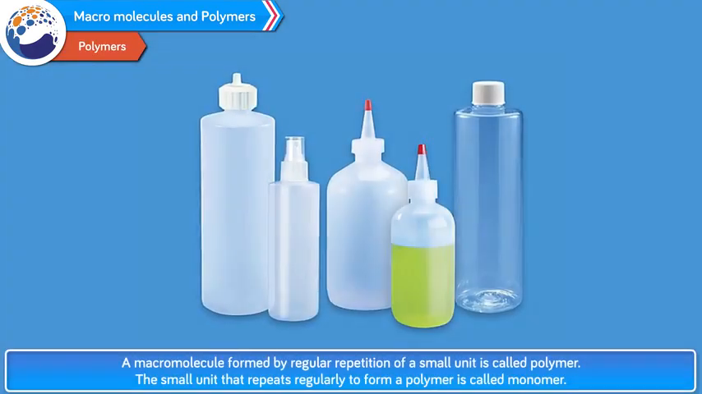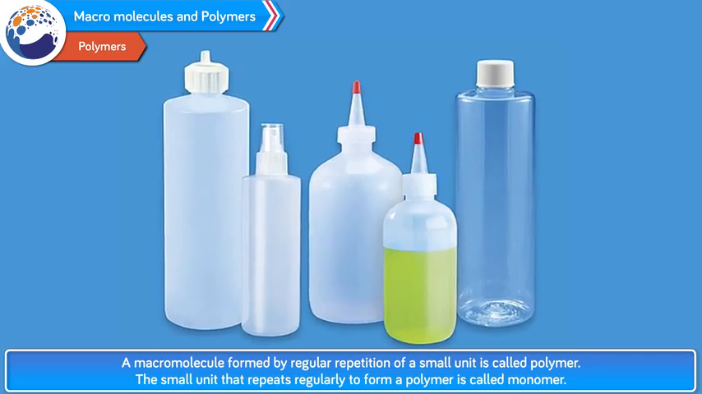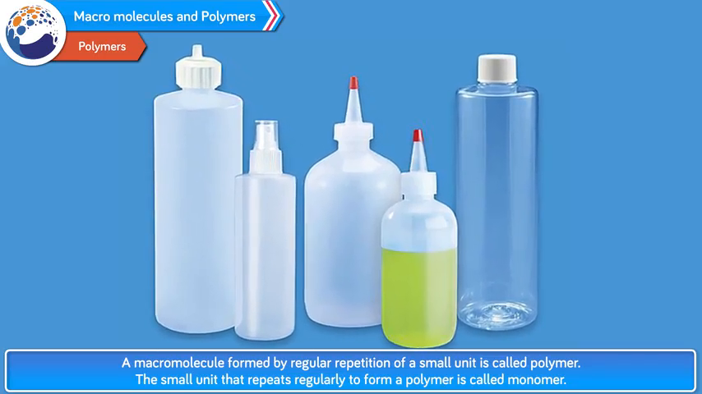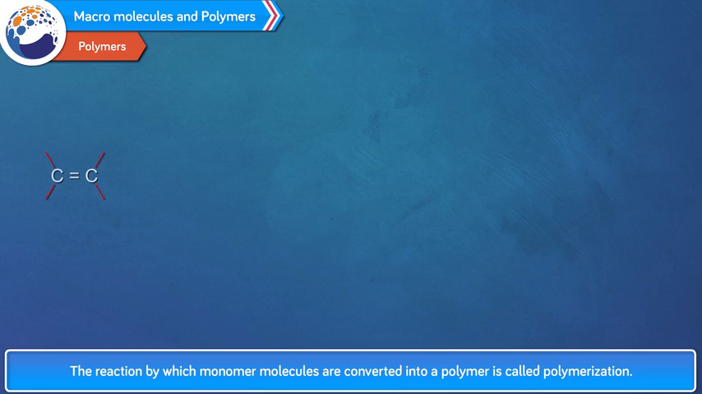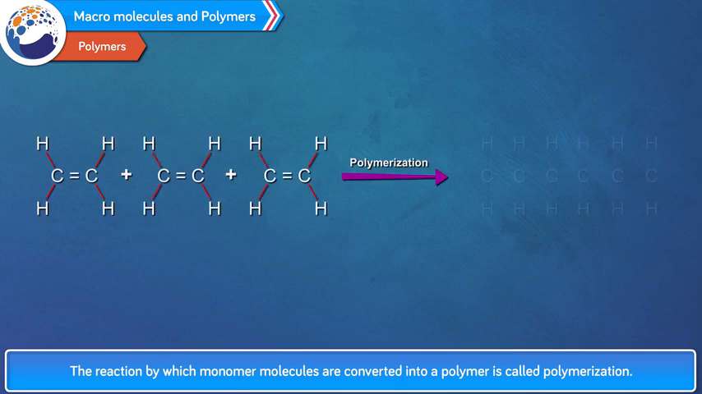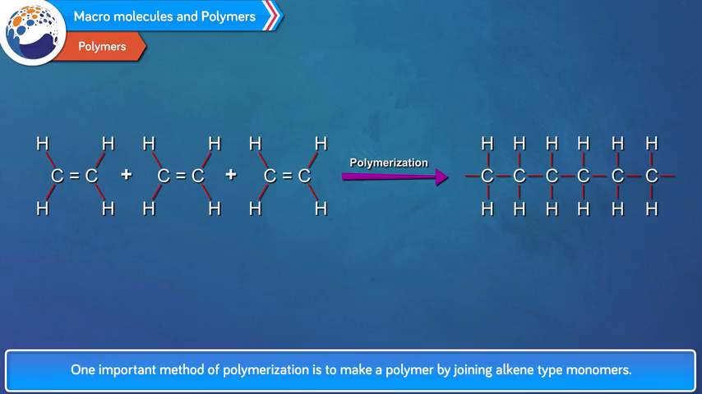Polymers. A macromolecule formed by regular repetition of a small unit is called a polymer. The small unit that repeats regularly to form a polymer is called a monomer. The reaction by which monomer molecules are converted into a polymer is called polymerization. One important method of polymerization is to make a polymer by joining alkene-type monomers.